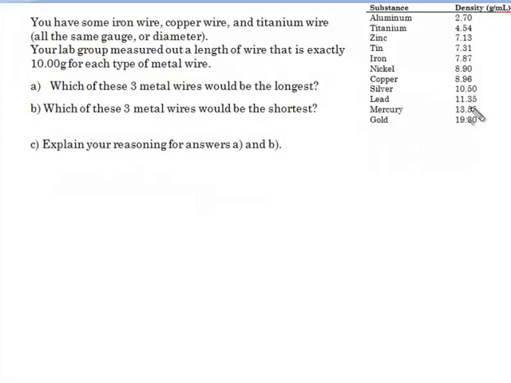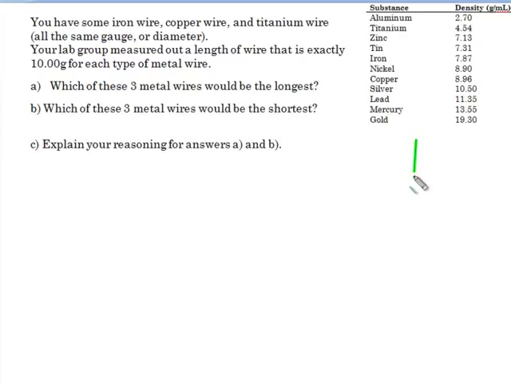Okay, for this question we have some iron, copper, and titanium wires. They're all the same gauge, which means diameter. Your lab group measured out a length of wire that is exactly 10 grams for each type of metal. So the question is, which of these three metals is the longest?